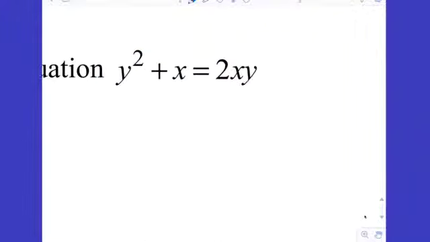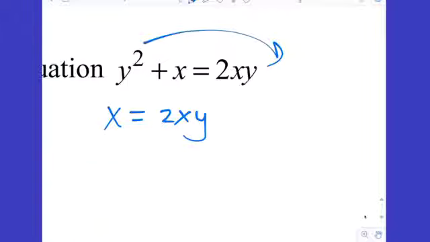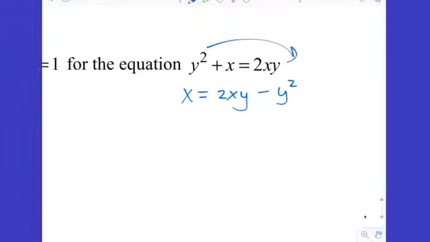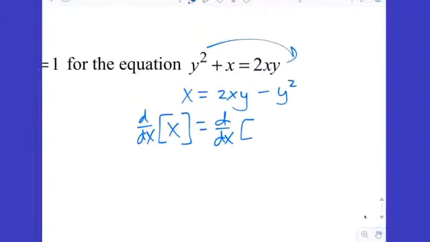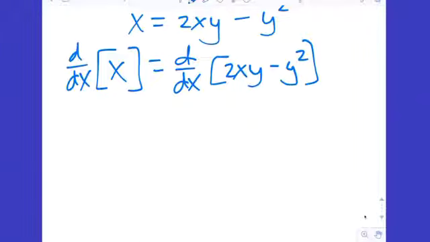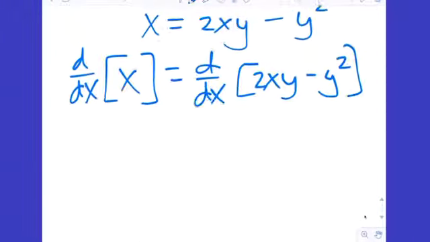So let's do it Colin's way now. Colin recommended last time, since we're going to collect y's anyway on one side, let's just bring the y squared across and call it x equals 2xy minus y squared. Okay, we'll just see if this kind of shaves any labor off the algebra. Now we'll go ahead and take the derivative of both sides with respect to x. We get x, and we get 2xy minus y squared. All right, so the left side, what's the derivative of x with respect to x? dx dx, or 1. Sweet.